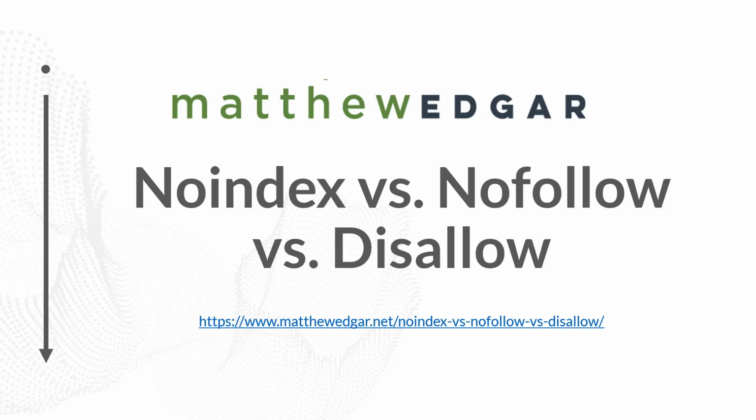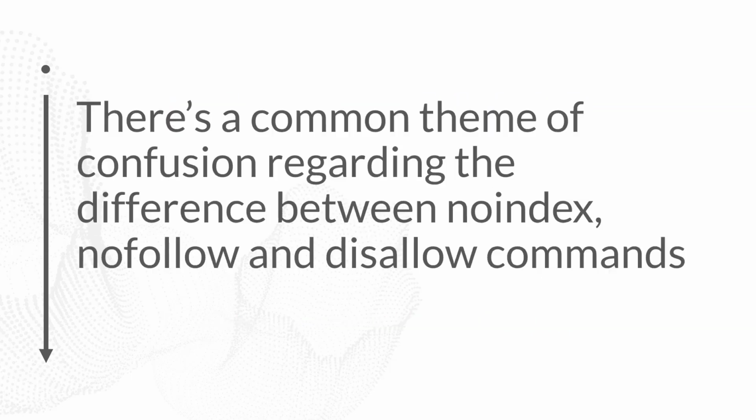Hello, in this video, I want to talk about one of the more confusing aspects of controlling robots on our website. What do we do with disallow, noindex, and nofollow commands? There really is a common theme of confusion about noindex, disallow, and nofollow commands. How do these three work individually, but also how do these work in combination with each other?